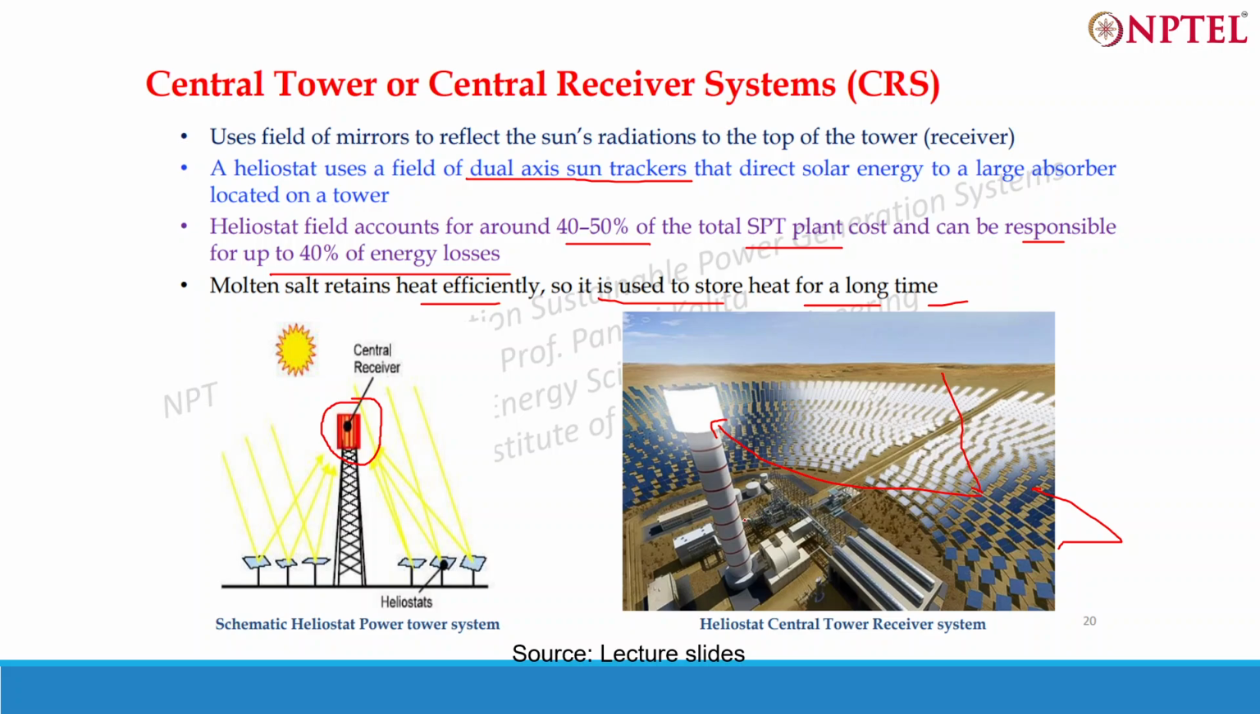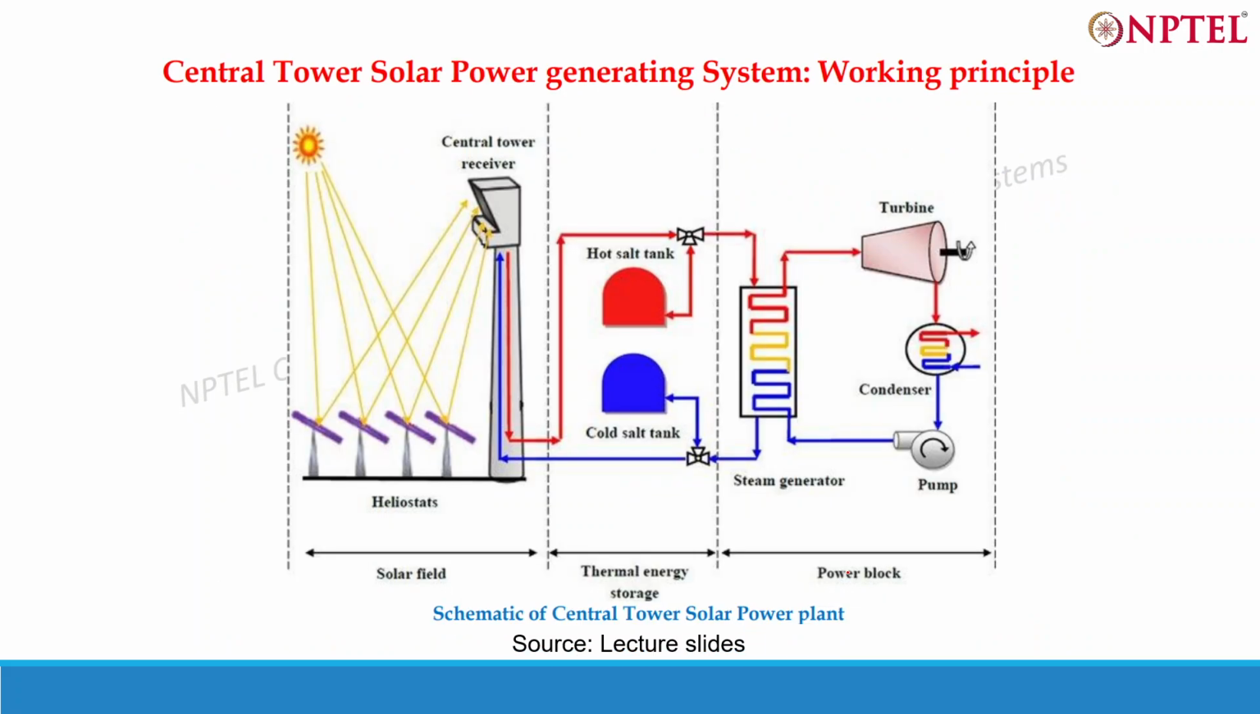So instead of using water, we use molten salt, which captures this heat from here, and then it is stored somewhere underground or here, and even at night this can be used to generate electricity. Okay, so this is how it works.